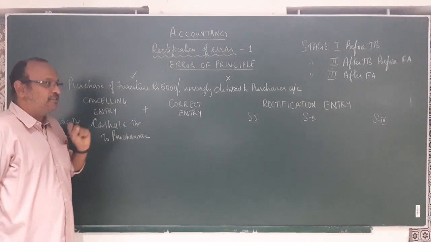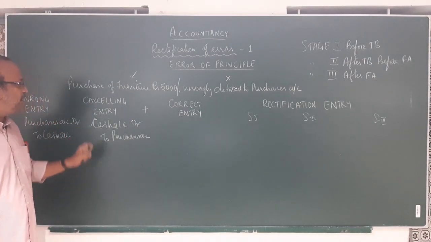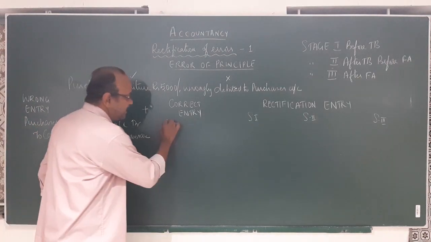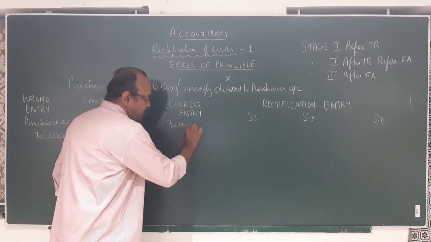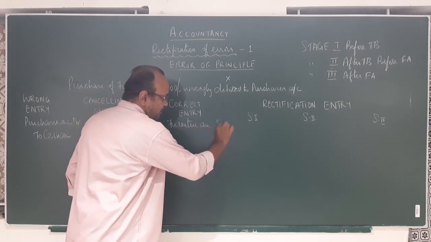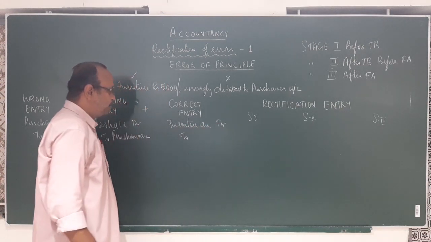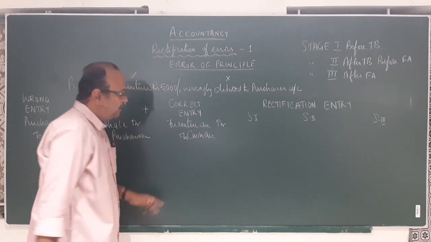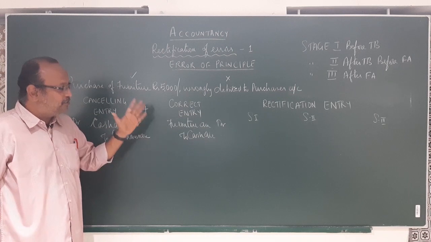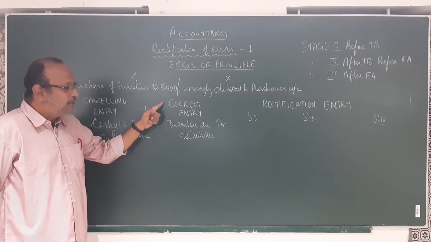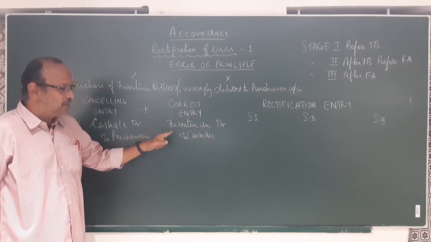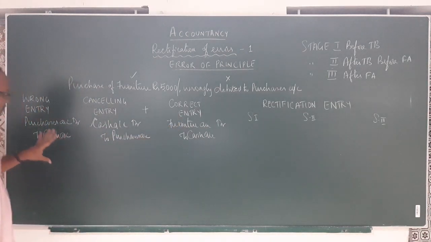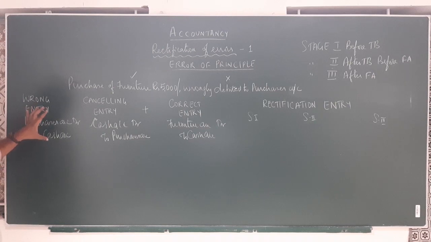We write the correct journal entry now. What is the correct journal entry? Purchase of furniture has to be debited to furniture account. Write that journal entry. Furniture account debit to cash account. If we had written the journal entry correctly, this would have been the journal entry, furniture account debit to cash account. Now instead of writing this, we have written purchase account debit to cash account.